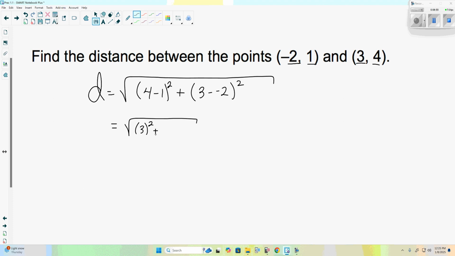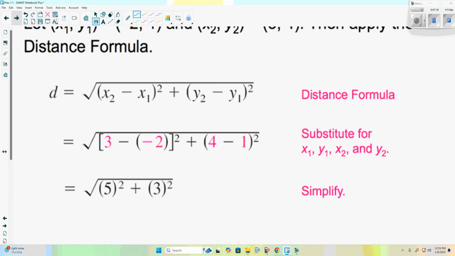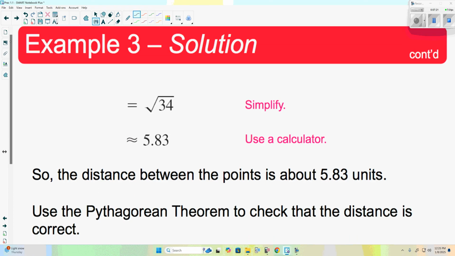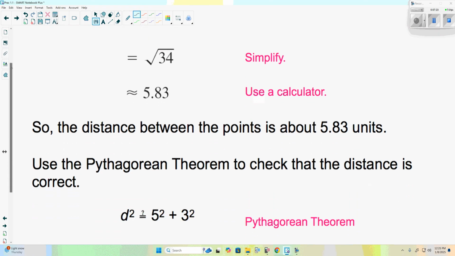Or we can do this by hand. 4 minus 1 is 3. 3 minus negative 2, negative negative makes a positive. 3 squared is 9. 5 squared is 25. Which gives us the square root of 34. Which is actually just square root of 34. Or we can approximate it to 5.83. So the distance between the 2 points is about 5.83 units.